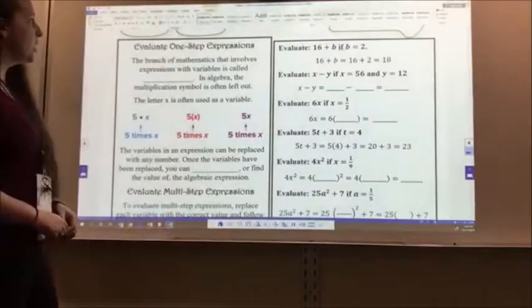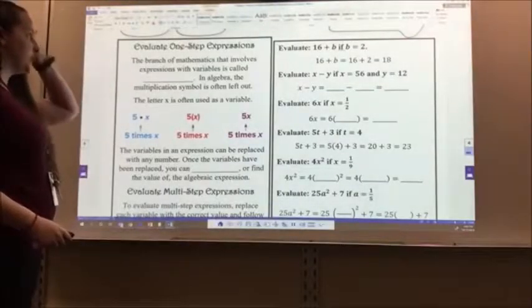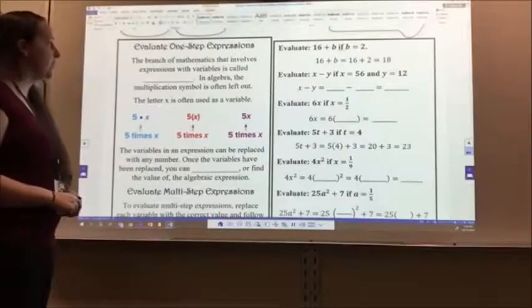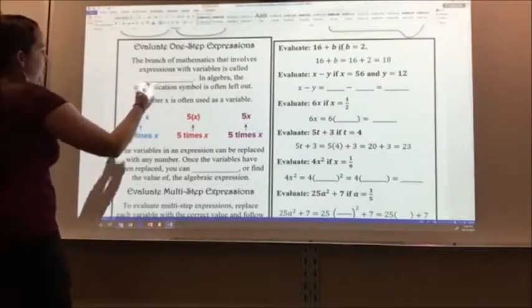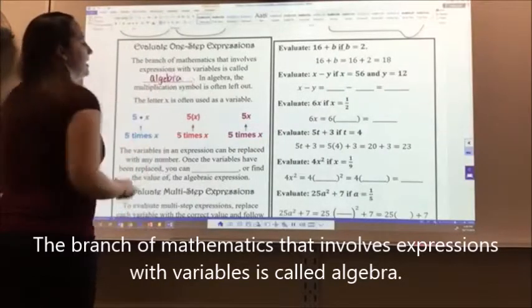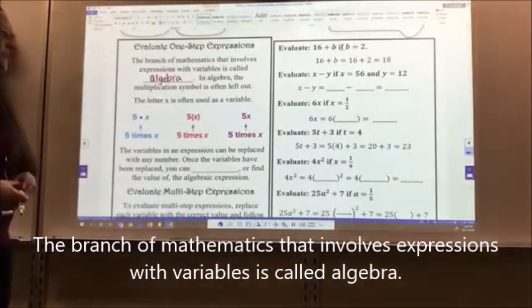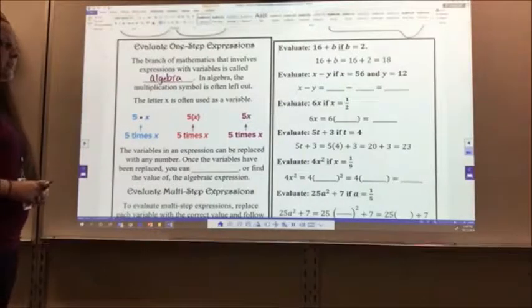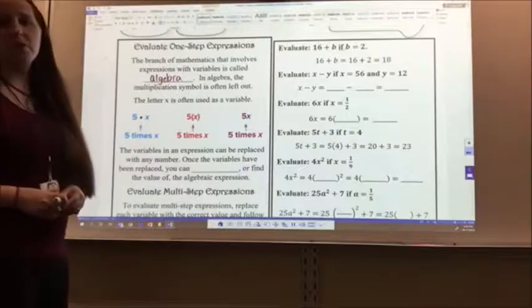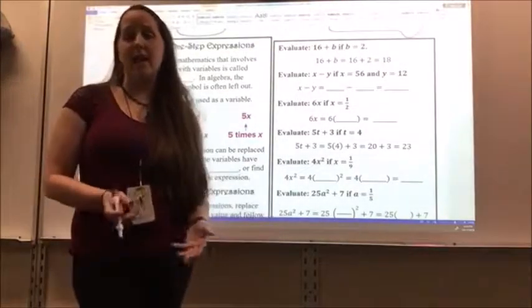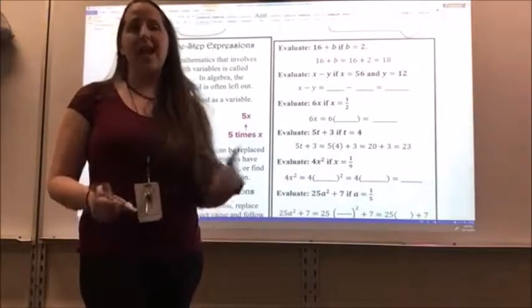All right, so when we're evaluating one-step expressions, the branch of mathematics that involves expressions with variables is called algebra. In algebra, the multiplication symbol is often left out. The letter X is often used as a variable. You don't have to use X. There are other variables that you can use. You can use any letter in the alphabet. Usually X is used.